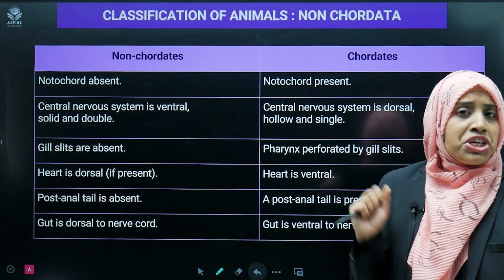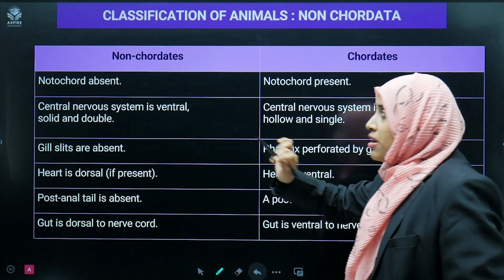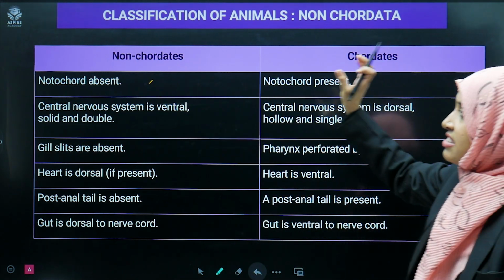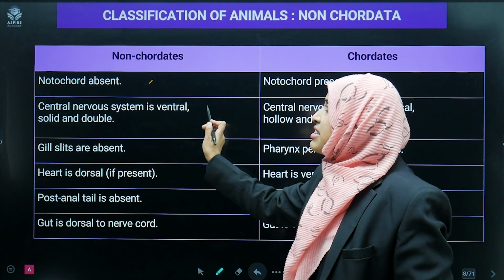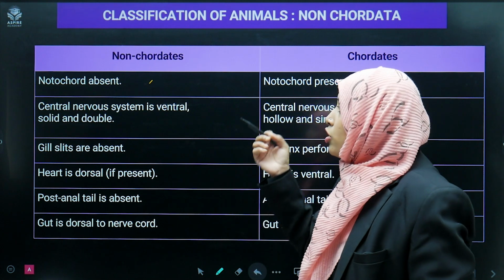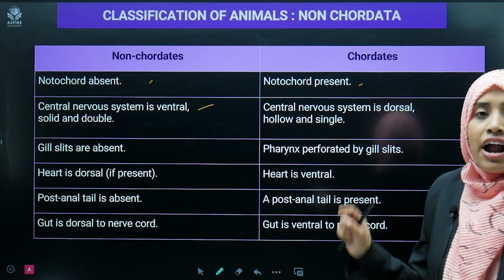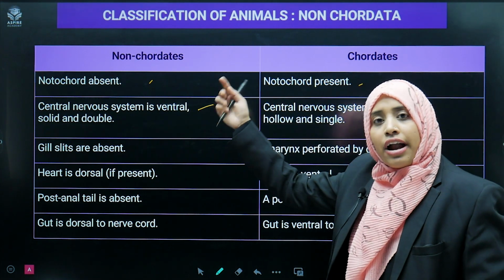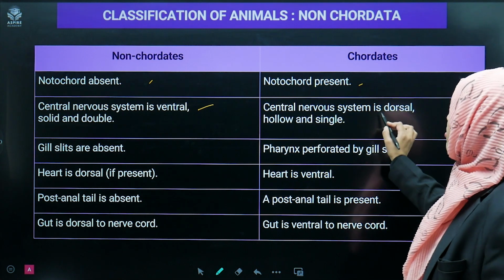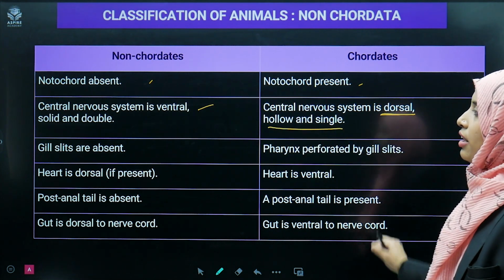Now we can differentiate between non-chordates and chordates. So if the notochord is absent, then it is a non-chordate. If the notochord is present, it is a chordate. If it is a non-chordate, the central nervous system, the brain and spinal cord part, is ventral, solid and double. But in the chordates, the central nervous system is dorsal, hollow and single.